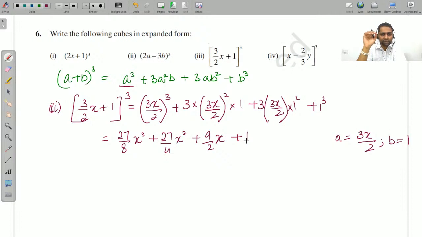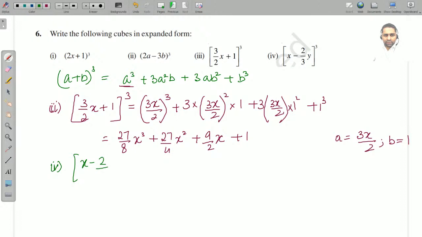These questions are very simple. You also have to specify particularly which identity you are applying in the question. Coming over to the next question, the fourth part. Basically, all four parts were simple. It is just that the third and fourth parts had fractions, so I have chosen those.